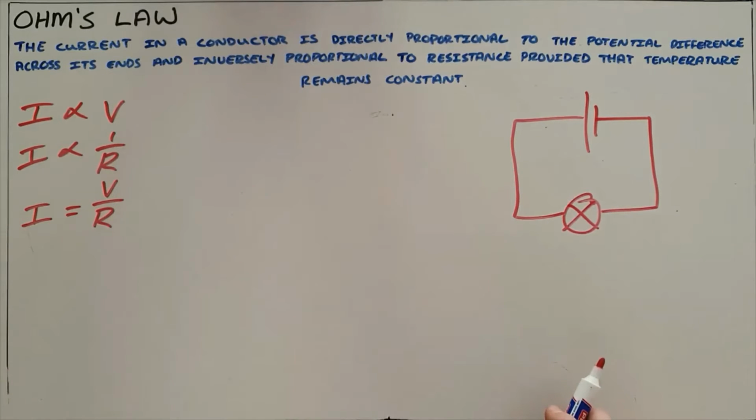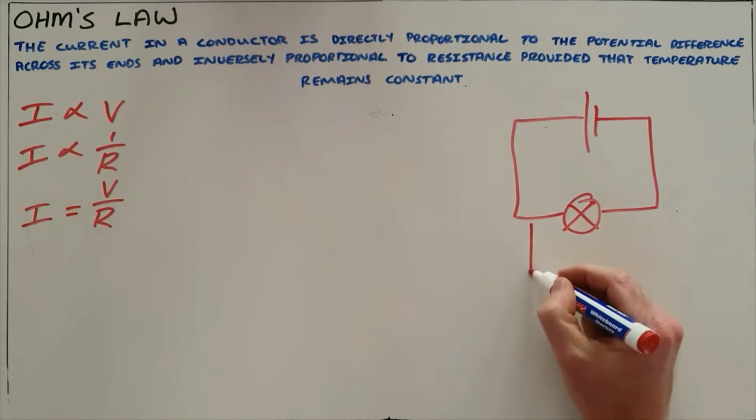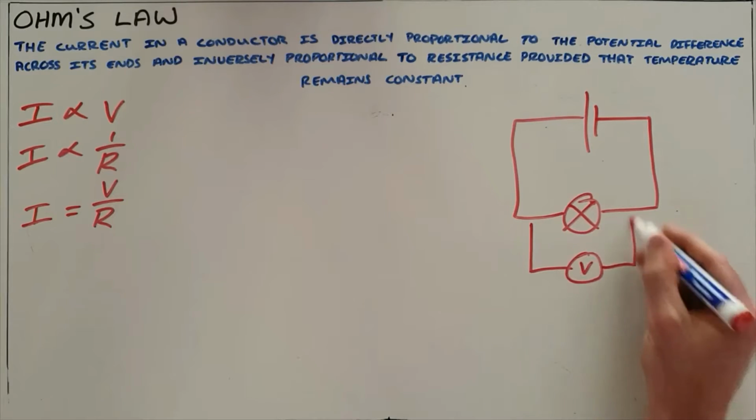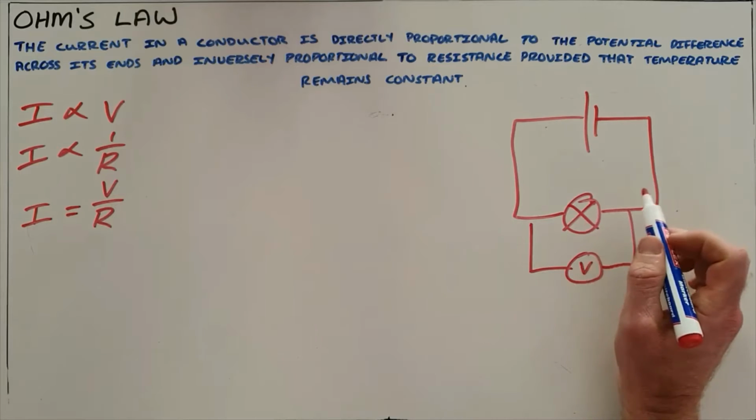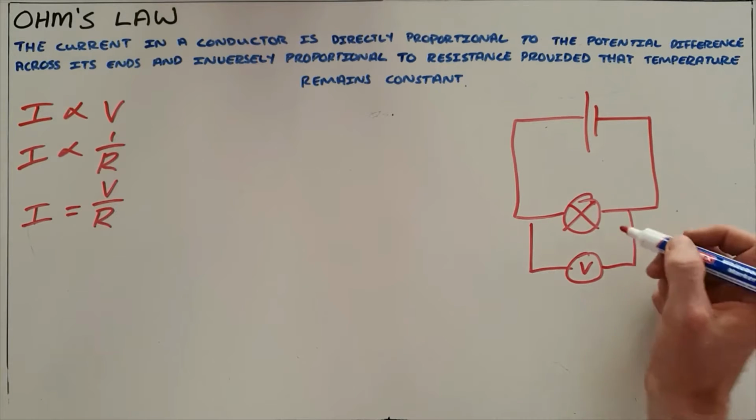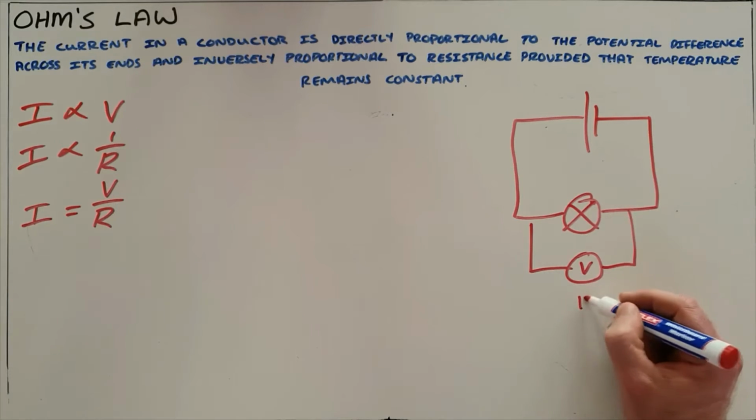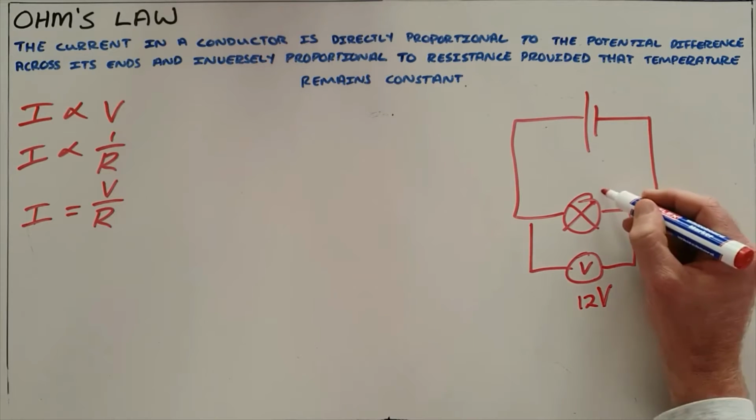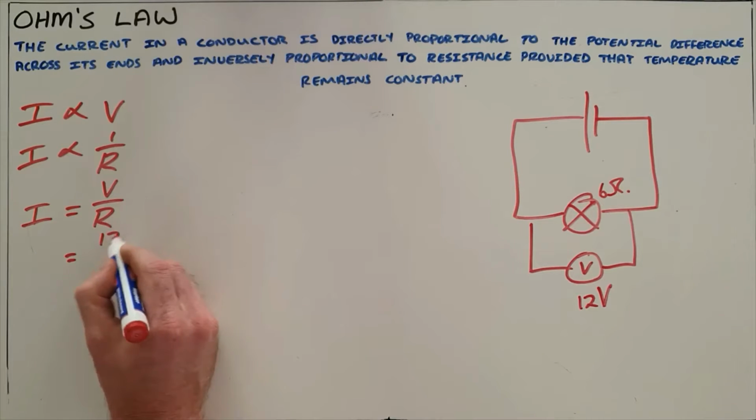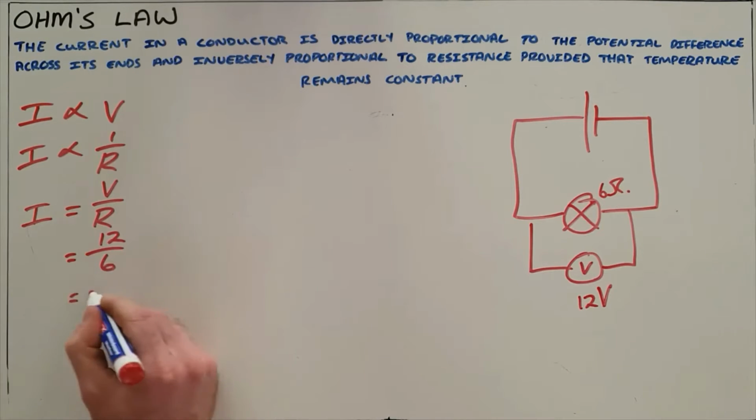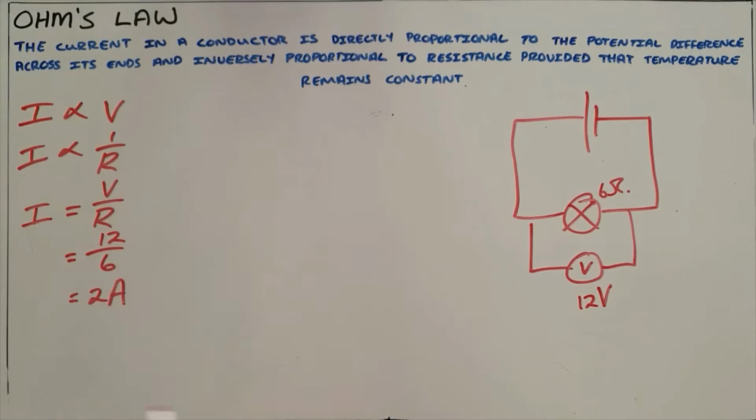What that allows us to do is, if we know the voltage over a conductor and we know the resistance of that conductor or of that resistor, we can calculate the current passing through it. So if this voltmeter here measures 12 volts and we know that this is a 6 ohm light bulb, then we can say the current passing through that light bulb must be 12 over 6, must be 2 amps.